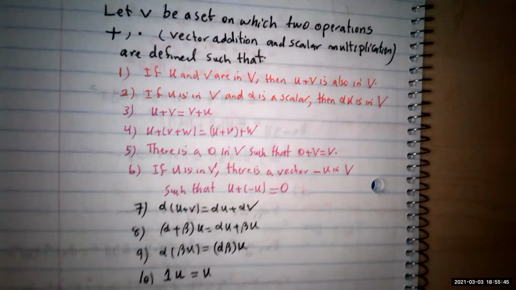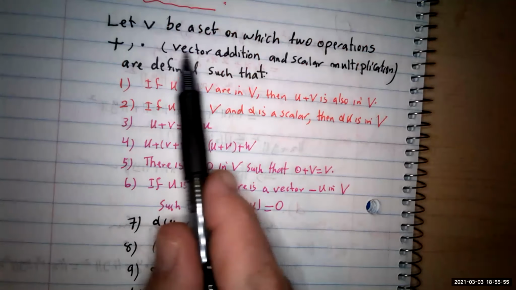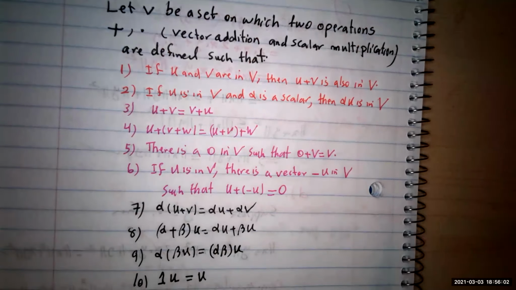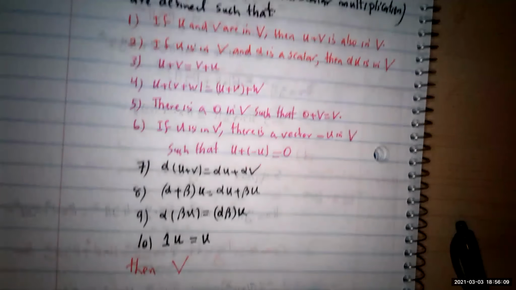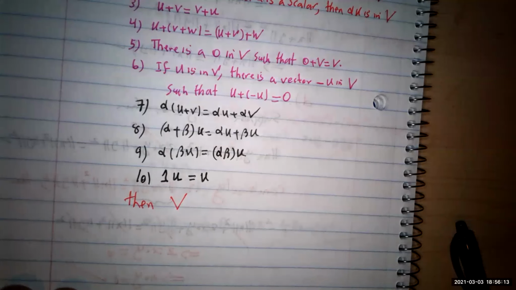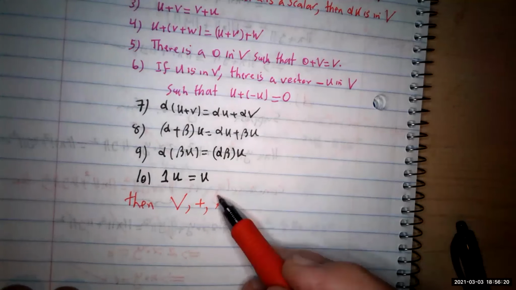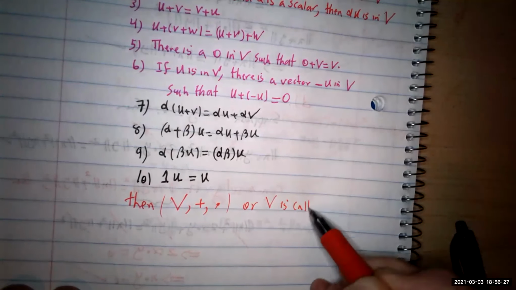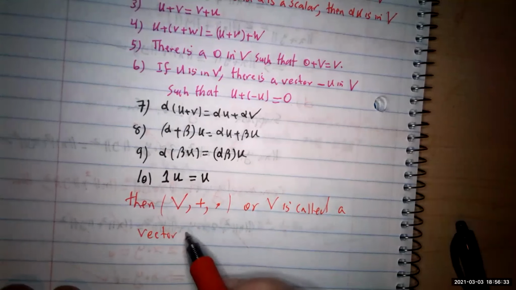So if your V is a collection of elements that satisfies all these conditions, then V with these operations that we talked about, the set V with the operations of addition and scalar multiplication that we defined, all of them together, or just V, is called a vector space.